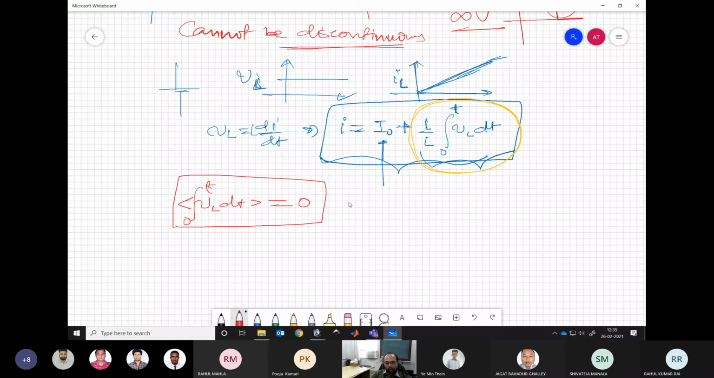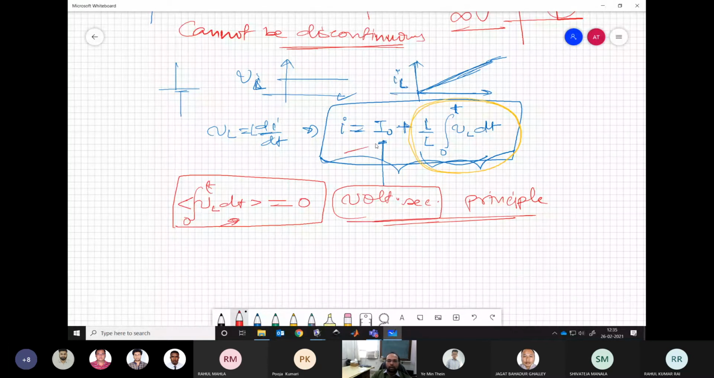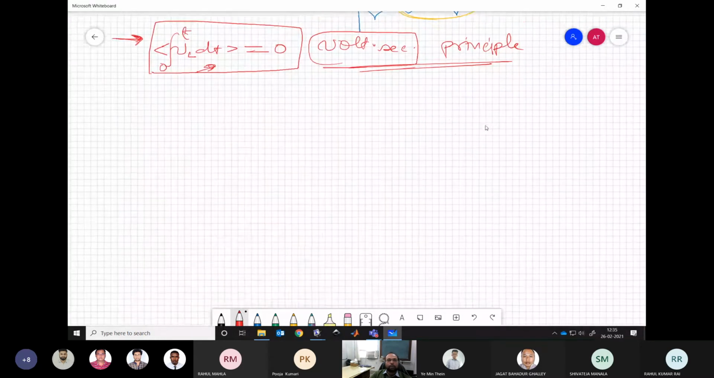This is the famous volt-second balance principle for the inductor. We must have the voltage-seconds balanced for any inductor to have a DC value of I naught. Now this will be the basis of many derivations in our power converters as well. We will follow this principle.